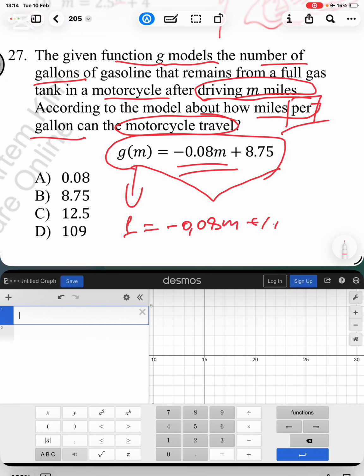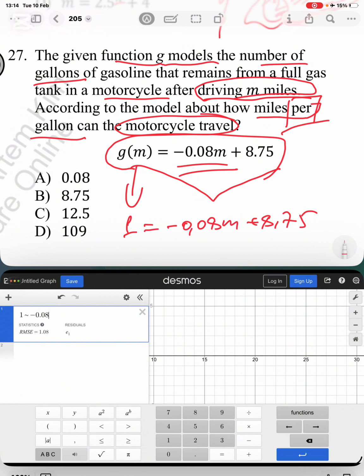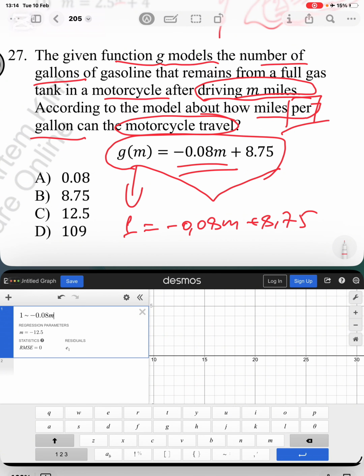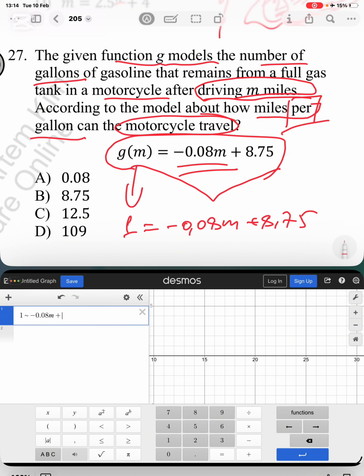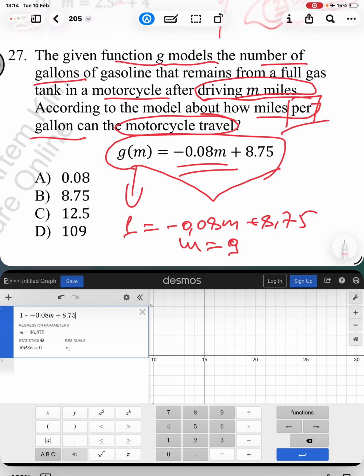Okay, so 1 equals 2, then what? 1 equals 2 minus 0.08 m multiplied by, plus 8.75. As you can see, to m miles it can travel 69.875 miles. So in this case, within 1 mile, this person can drive m miles.